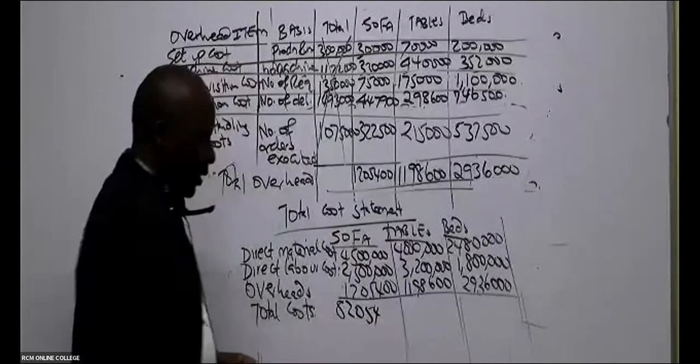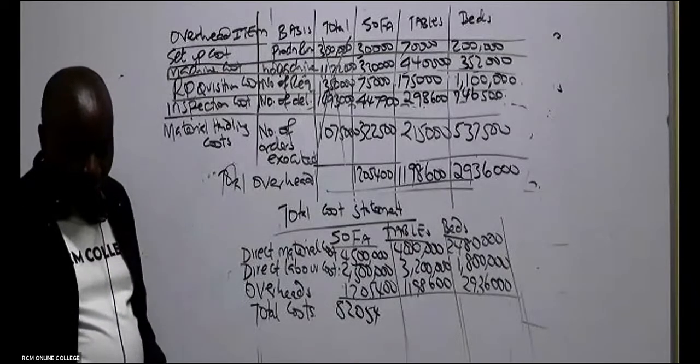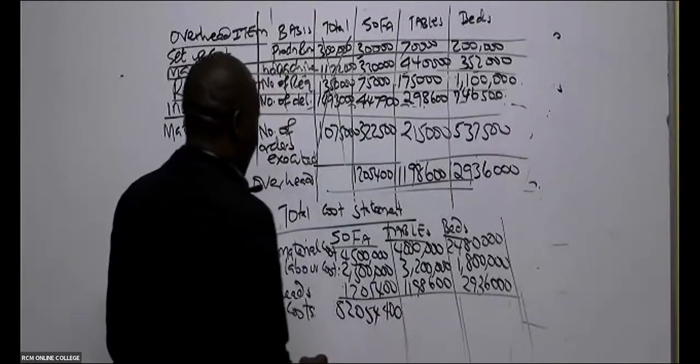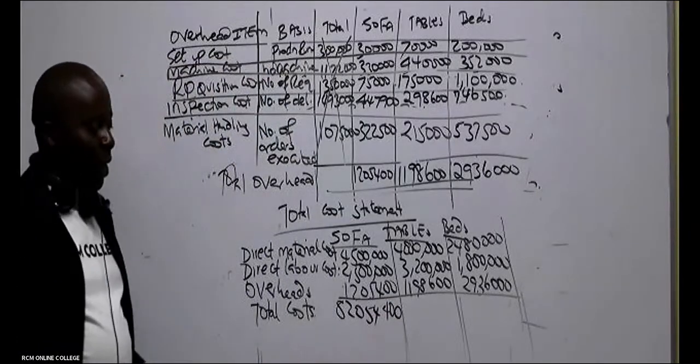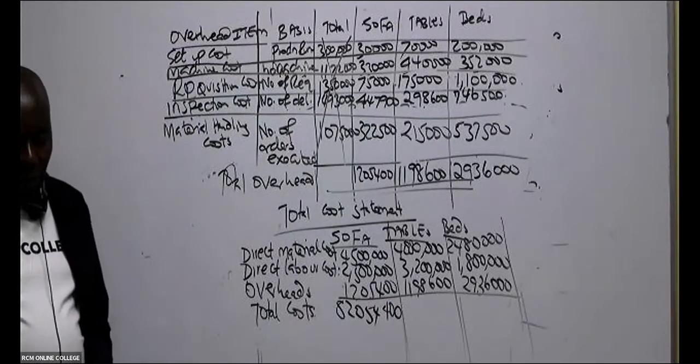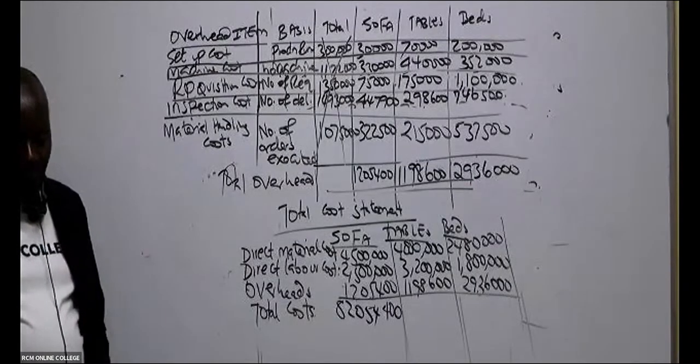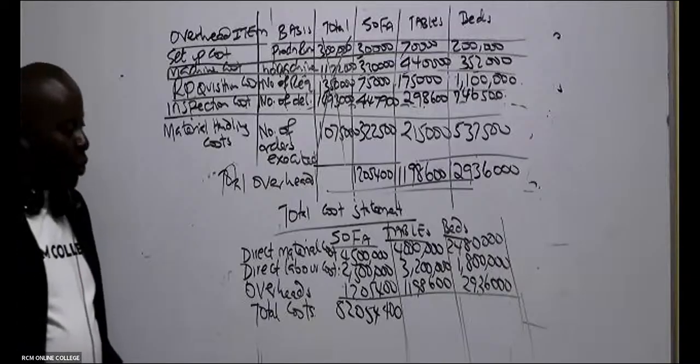82,054,400. Thank you very much. Then we have total cost for tables. So for tables, what do we have?